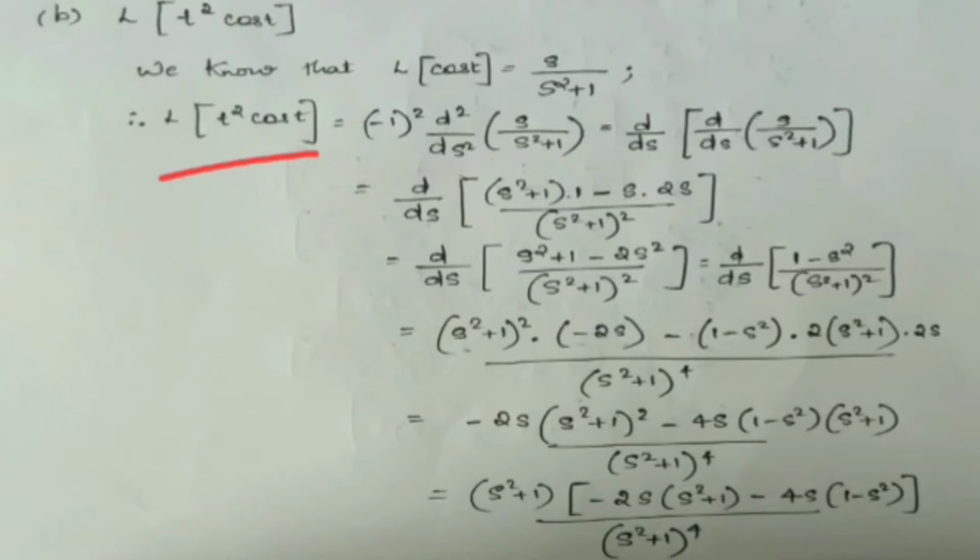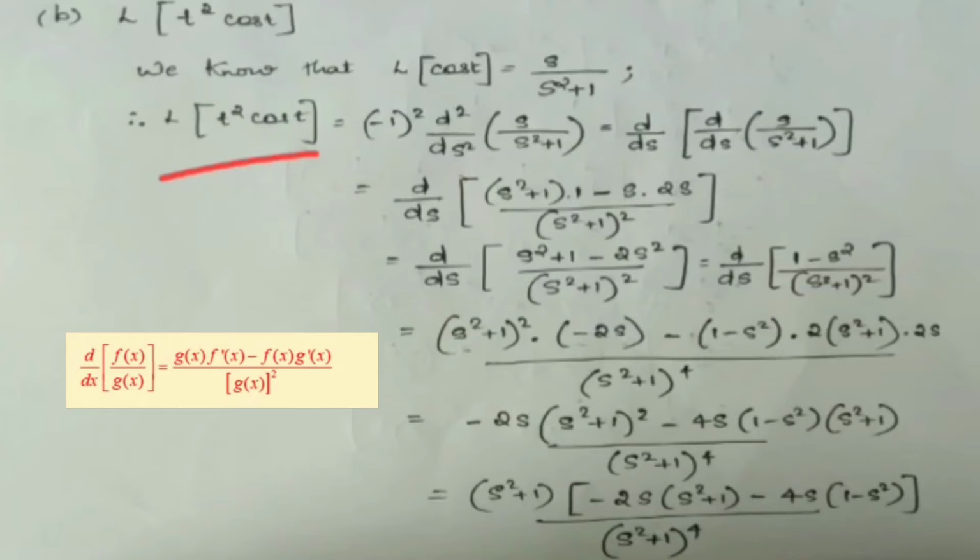Now we have to find out the derivative of s by s square plus 1. So we can differentiate this using the quotient rule. According to the quotient rule, d by dx of f of x by g of x is equal to g of x into d by dx of f of x minus f of x into d by dx of g of x, all by g of x square.